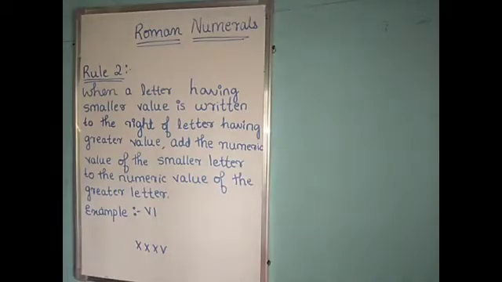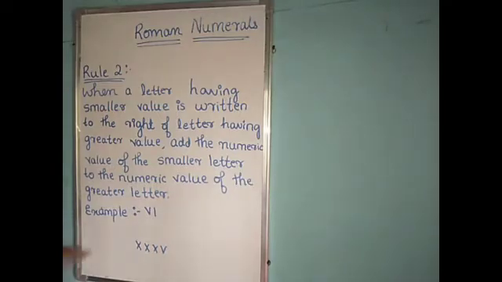Dear students, today we will continue the same concept, rules for reading Roman numerals. In the second rule, when a letter having smaller value is written to the right of a letter having greater value, add the numeric value of the smaller letter to the numeric value of the greater letter.